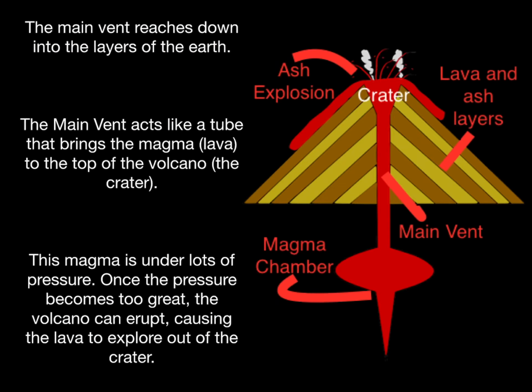The slide says the main vent reaches all the way down into the layers of the Earth. The main vent is kind of like a tube or a straw that brings the magma or the lava to the top of the volcano, which is the crater. So the crater is the actual spot where the lava comes out of. It looks kind of like the middle of a donut. There's a hole there, and that is where the lava erupts from. This magma is under a lot of pressure.